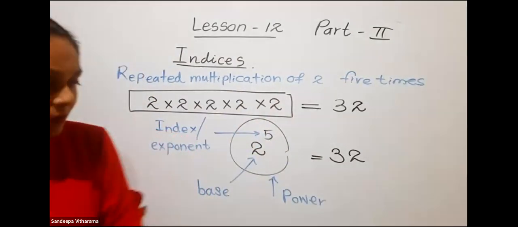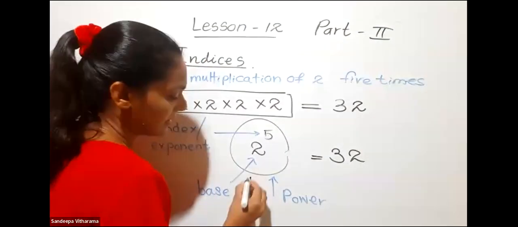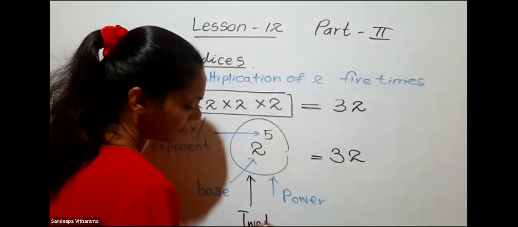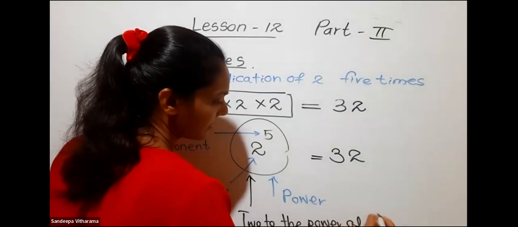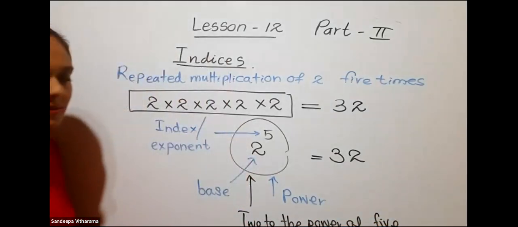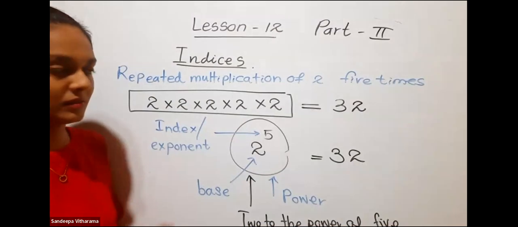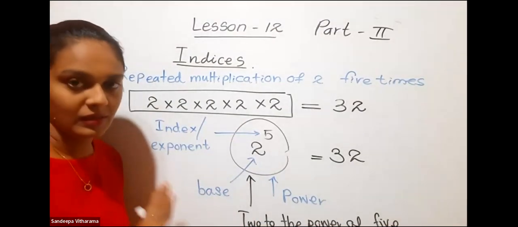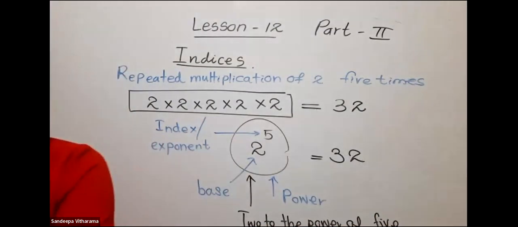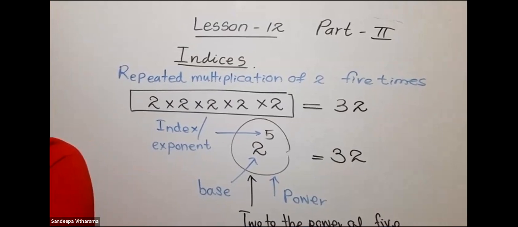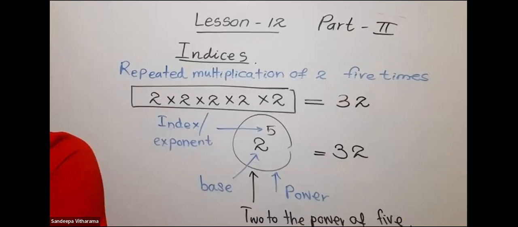Then how do we write this one? This is also very important. This is read as 2 to the power of 5. This is how we express the power term. Then this is about the introduction of the indices or the power of a particular number. Did you understand? You can note down this one.